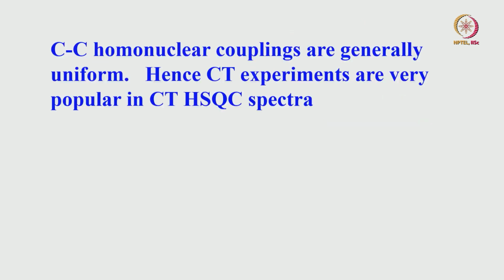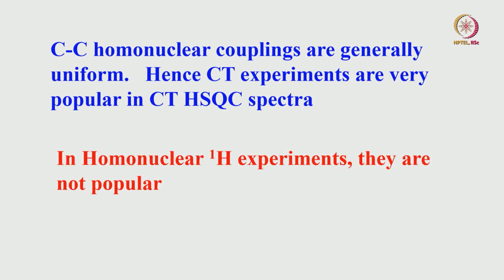Then you may ask me a question: what about carbon-carbon homonuclear couplings? Their abundance is very small. Carbon-13 coupling is 1 in 10,000, so generally we will not worry about it. So they are not popular. They are very popular only in the constant time HSQC experiment, but not for homonuclear experiments.